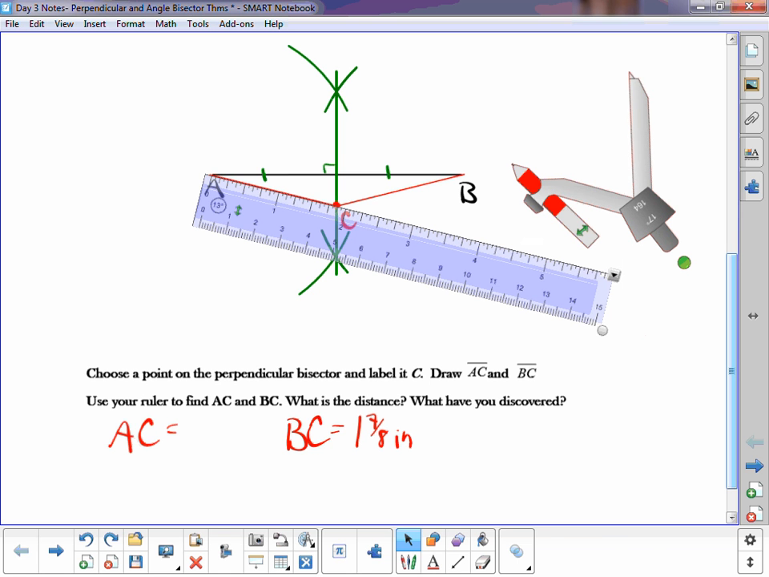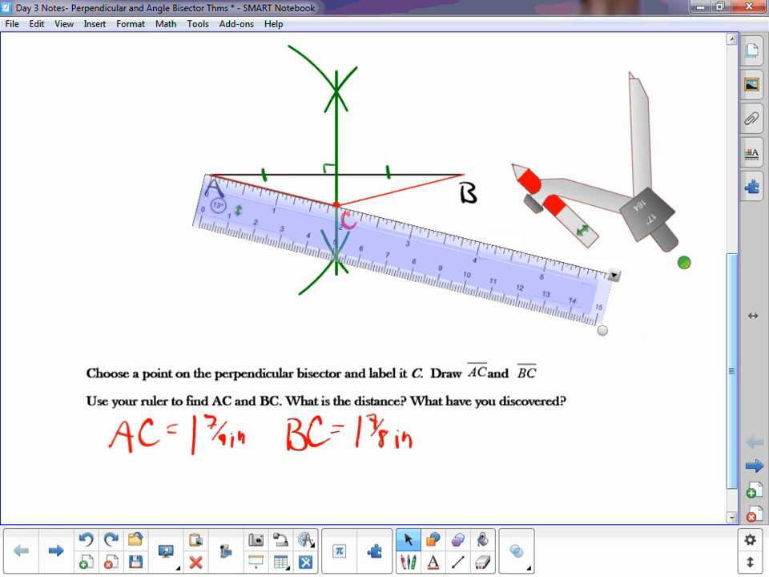Not too bad. Okay, go ahead and show me your papers so I can see how we did. Nice. You guys are doing awesome with this.